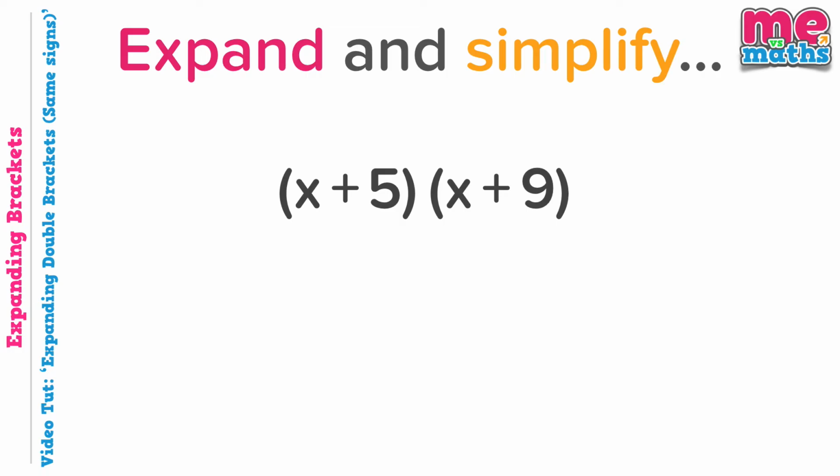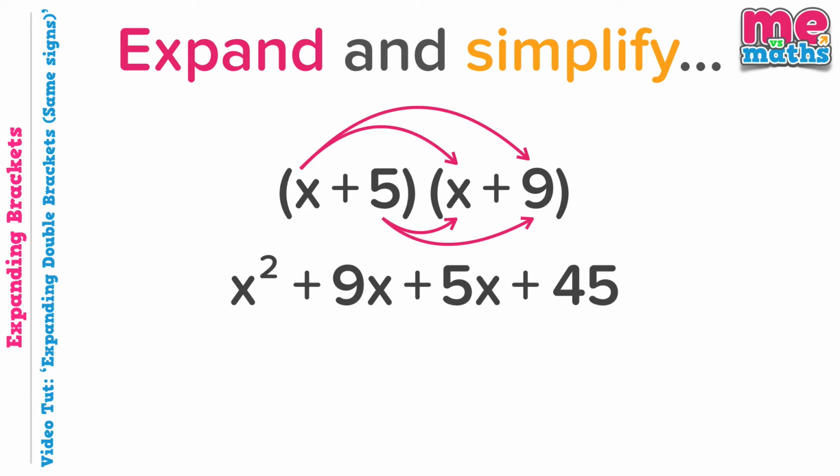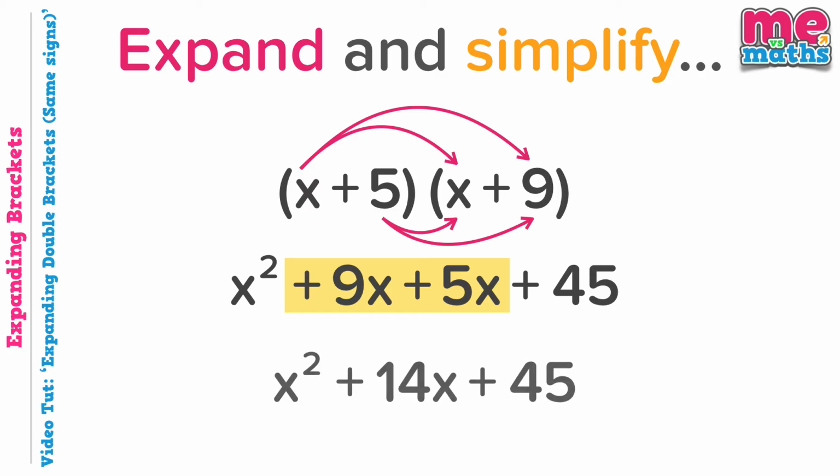Let's do another. It's no more difficult, this one. Let's just do it nice and quickly to get the hang of exactly what's going on. So, x times x gives x squared. X times 9 gives 9x, or plus 9x. 5 times x, plus 5x. And then finally, 5 times 9 is 45. Again, we can simplify these two terms that happen to be in the middle, so we can write our final solution as x squared plus 14x plus 45.